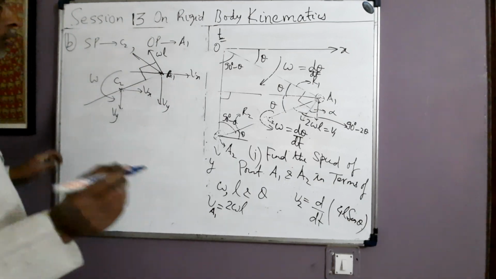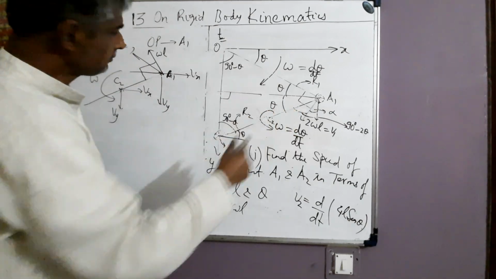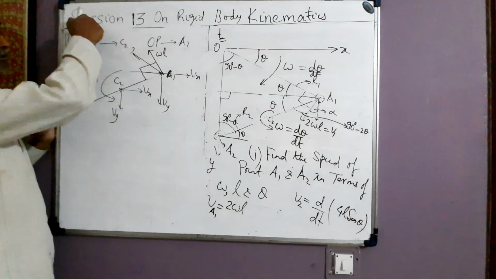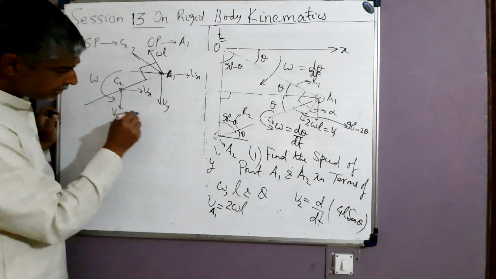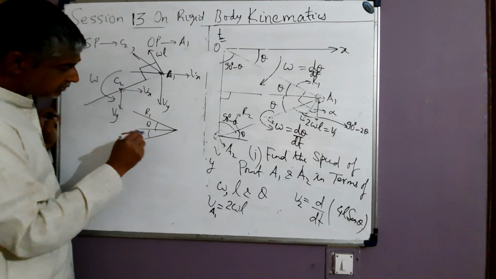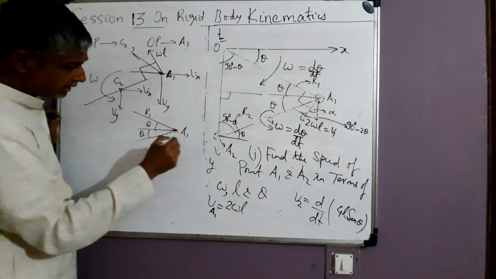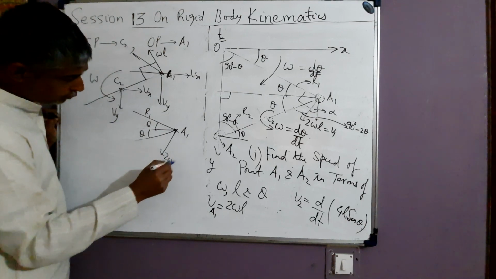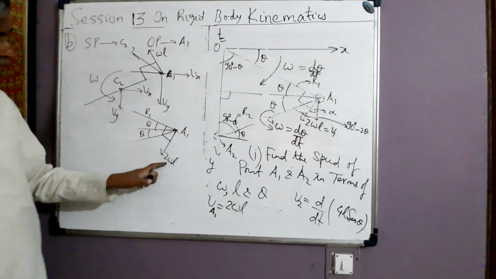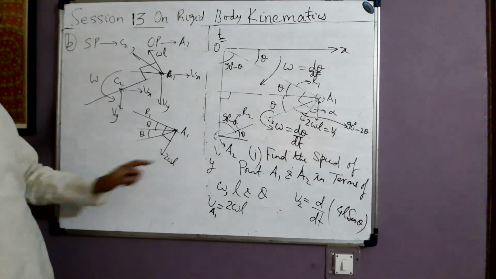Alright. Now we know from part 1 of the question that velocity of A1 is 2 omega L at right angles to rod R1. So I will draw another diagram here. See, this is R1, okay, this is theta, this is also theta, this is A1 joint, okay. Velocity of A1 is 2 omega L at right angles to rod R1, okay. So vector sum of these three should be equal to this much.